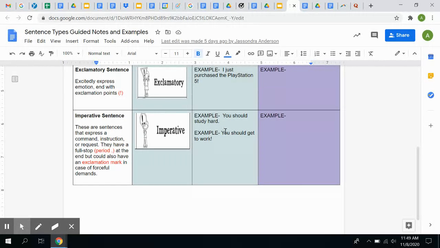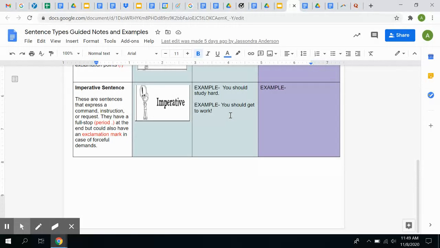A couple of examples of these include, you should study hard, or you should get to work. These are like commands that are made at somebody, right? And they can even be a little bit shorter. Just saying "get to work" would also be an imperative sentence because you're telling somebody what to do.